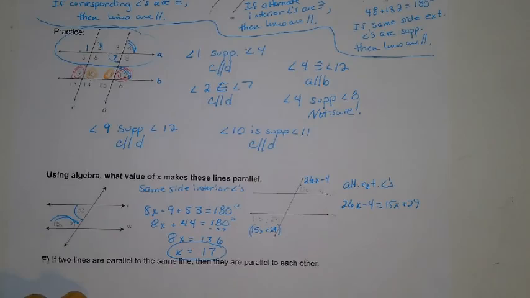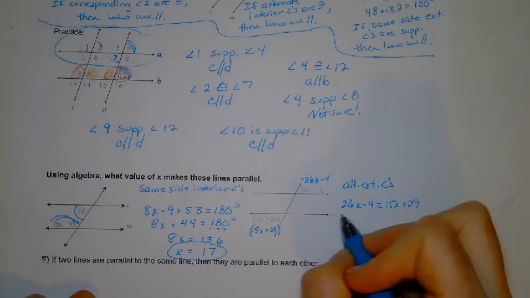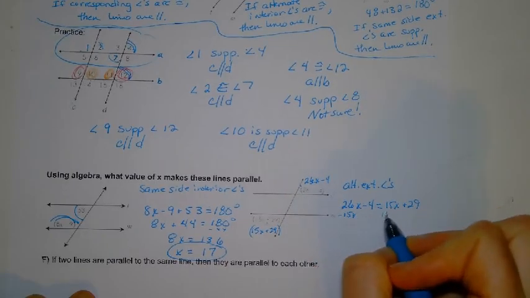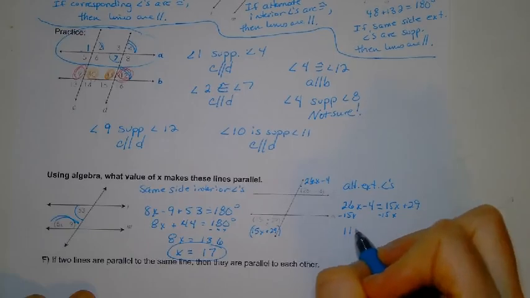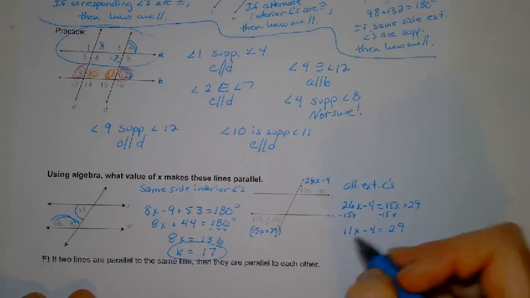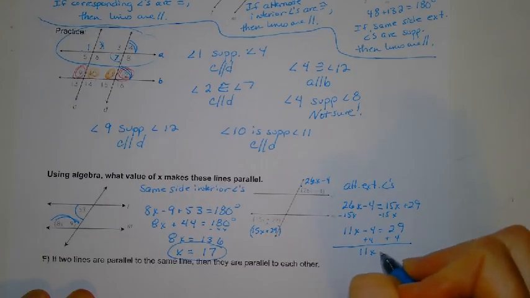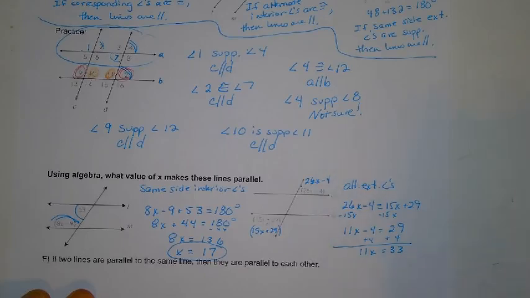All right, so let's solve this equation. We're going to subtract 15x from both sides, and we get 11x minus 4 equals 29. We're going to add 4 to both sides. We get 11x equals 33. Divide both sides by 11 and we get x equals 3. So if x equals 3, then these two angles will be congruent.